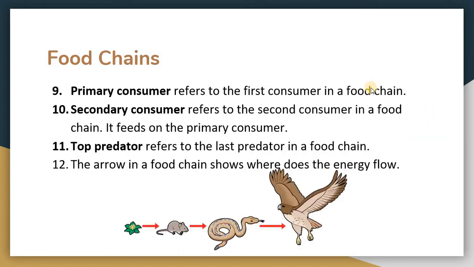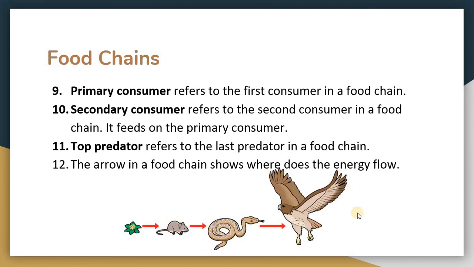And of course, in the food chains, these are a few keywords. A primary consumer refers to the first consumer in a food chain. And the secondary consumer refers to the second consumer in a food chain. It always feeds on the primary consumer, okay? Whereas the primary consumer always feeds on a producer, right?